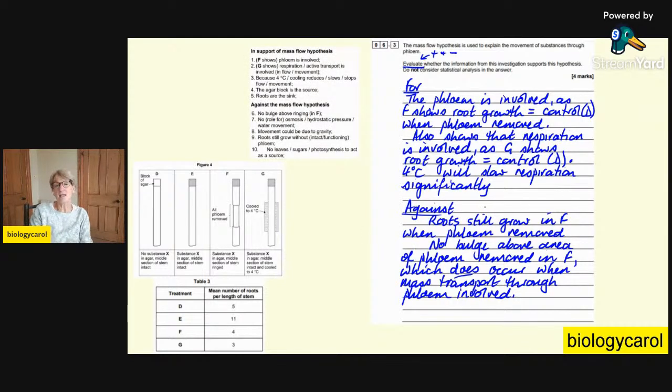So this is what I wrote. Here is the mark scheme, and here is where I got the marks. So I got mark point 1 here. I got mark point 2 here. And I got mark point 6. And I did get mark point 9. So I did end up getting all 4 marks. I think 2 or 3 marks would have been a perfectly good answer for most students.